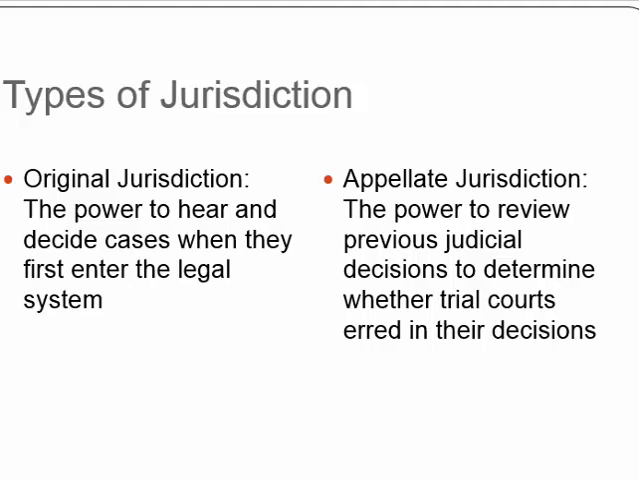So jurisdiction is given by a constitution. Jurisdiction is given by the U.S. Constitution. State courts are created by state constitutions and state civil codes of procedure, which tell a court what it has the power to hear. So original jurisdiction is all about cases when they first get to the legal system.